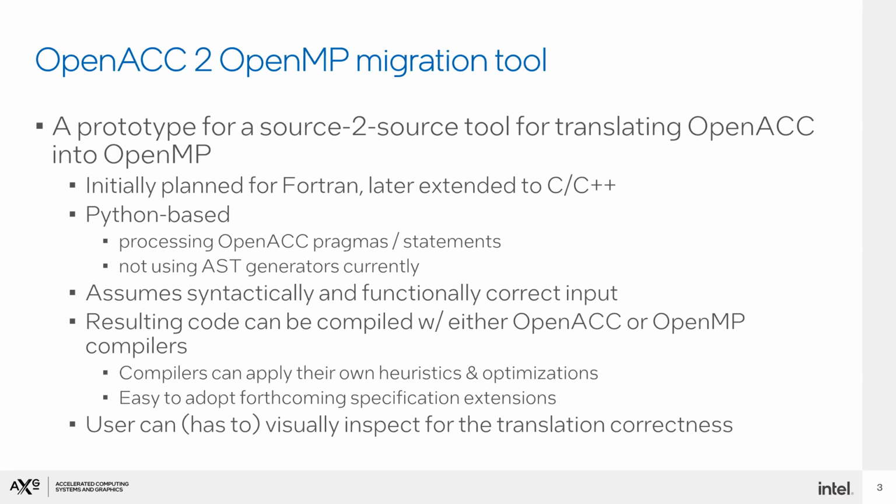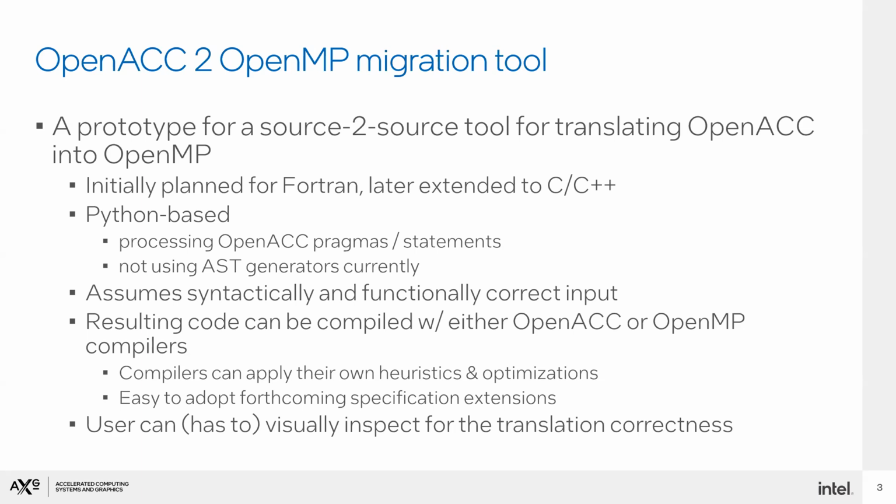Yeah, okay. So the resulting code can be compiled with either an OpenACC or OpenMP compiler. So if you're interested in getting one variant or the other, compilers can apply their own heuristics or optimizations for their respective hardware or software libraries. And that also means that if you plan to keep using one or the other variant, you can easily adopt forthcoming specification extensions. If there is something new in the specification you want to use, you can take the translated code and extend it with whatever specification extension you need.